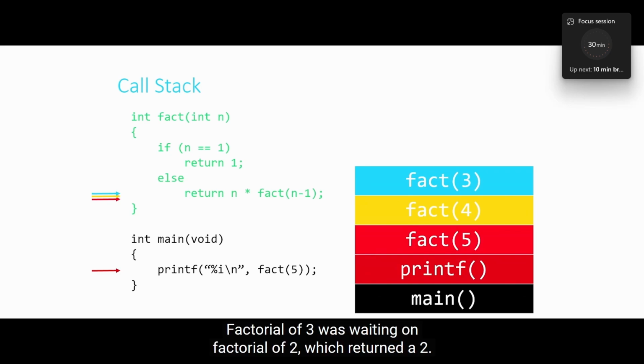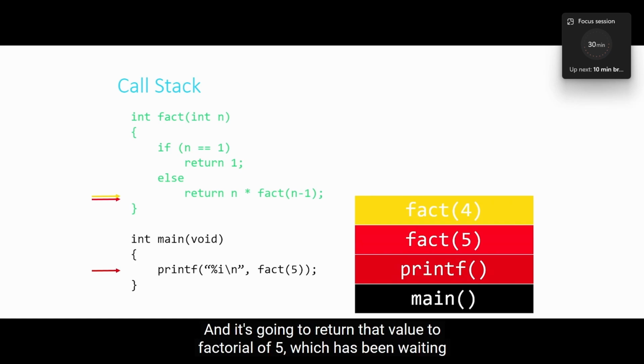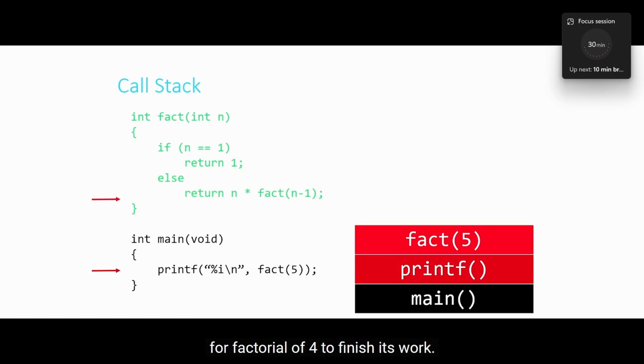Factorial of 3 was waiting on factorial of 2, which returned a 2. So it's going to return 3 times 2, or 6. It returns a value, its function frame is popped off of the stack, it is destroyed. Factorial of 4 becomes the new active frame. Factorial of 4 was waiting on factorial of 3. It got its answer back of 6, so it's going to return 4 times 6, or 24. And it's going to return that value to factorial of 5, which has been waiting for factorial of 4 to finish its work. It returns 5 times 24, which is 120.